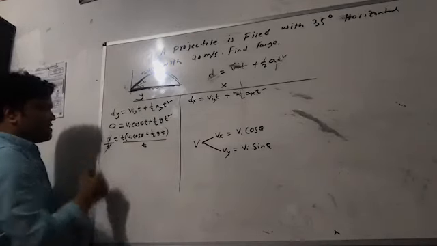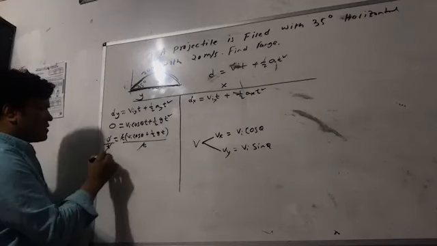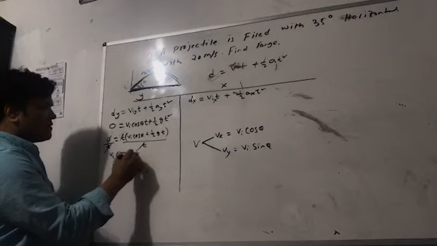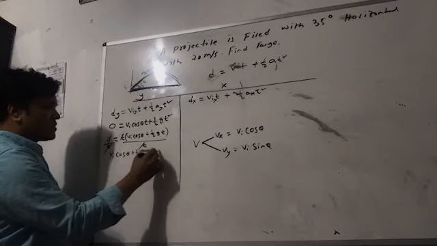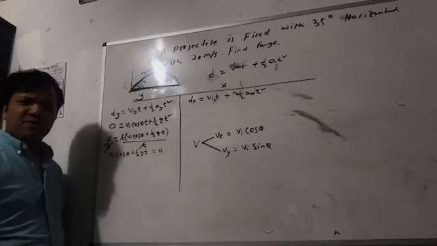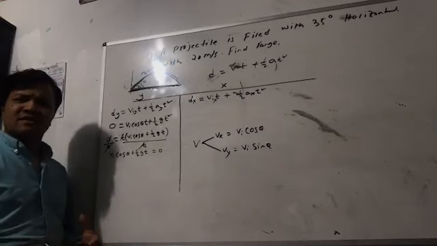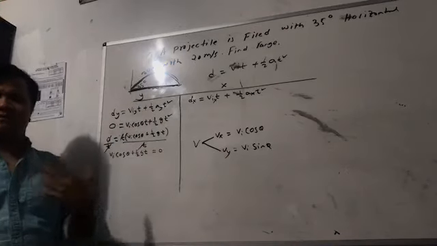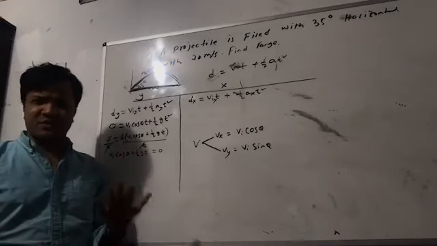Alright. This is 0. This cancels out. So what are you left with? Vi cosine theta plus half gt is equal to 0. Now we have to isolate t because we want to derive a universal equation that can solve range problems pretty quickly. That's what we want to do.